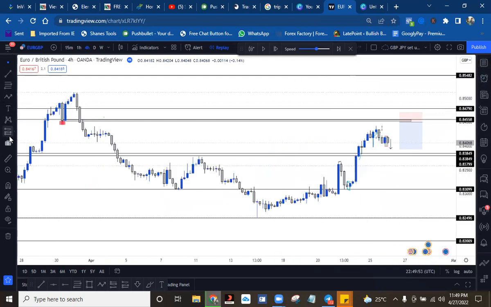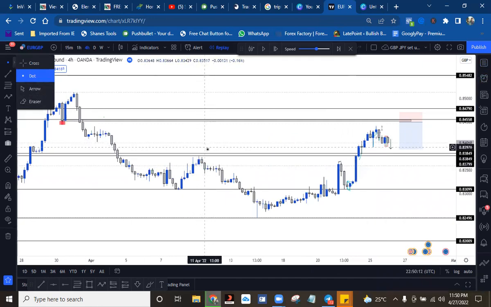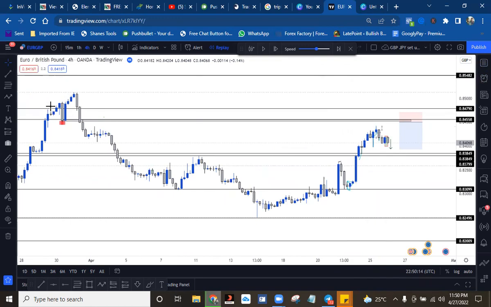Then for the left-hand side, you have your tools, just like your MT5, where you have your trend line, your rectangle, this, that. So here you have your tools. If you click on the little arrow close to the tool, you see other options. Here you have arrow. Now I'm using the dots. If I click on the cross, you can see the cross. If I click on arrow, you can see arrow. That's my cursor.